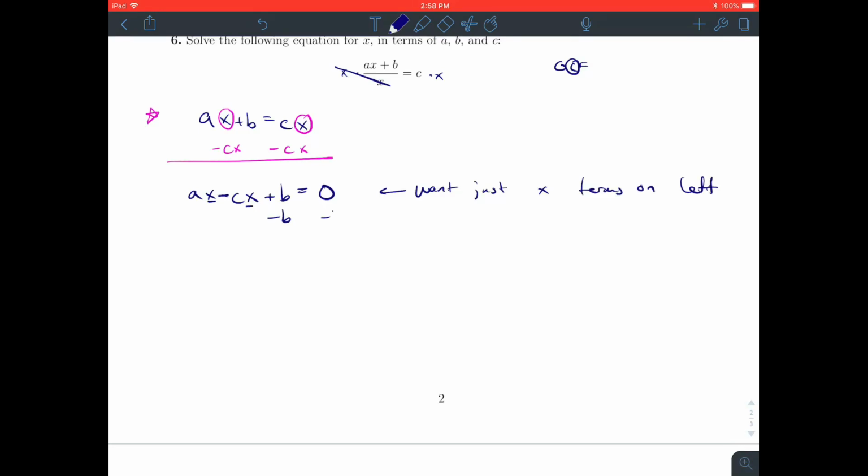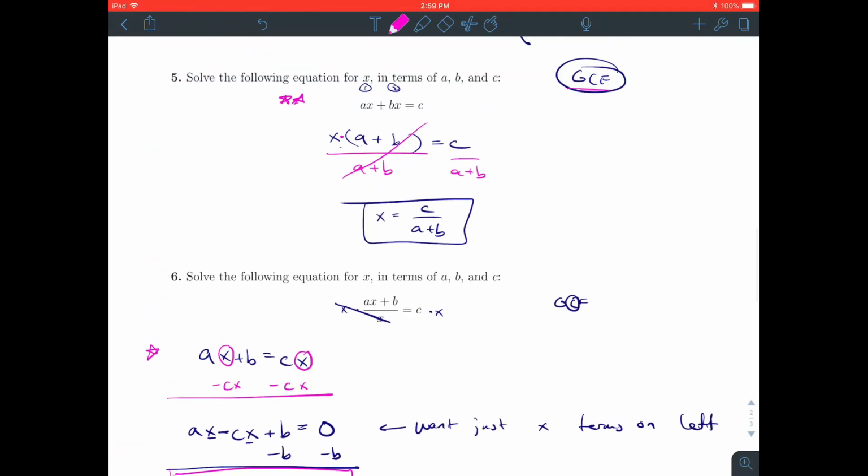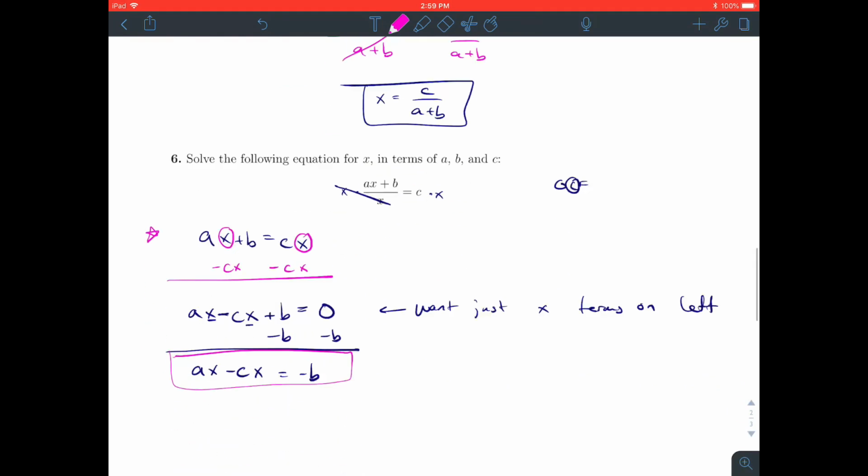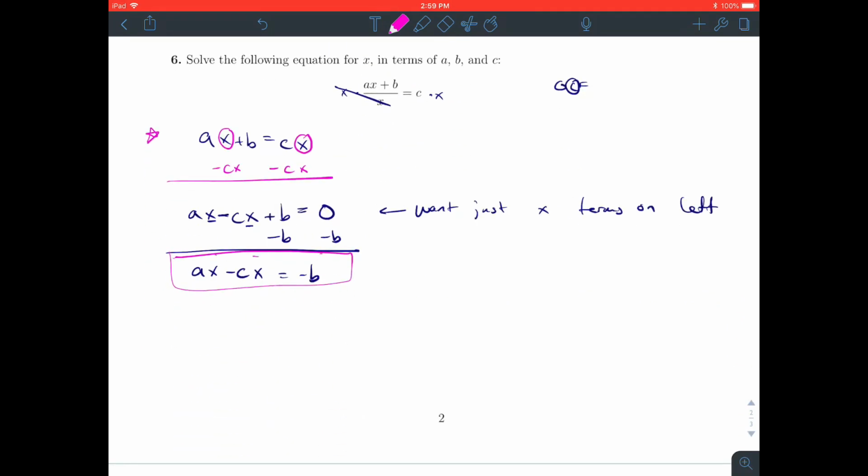So we subtract b from both sides. That leaves us with ax minus cx equals negative b. And you notice that even though there's some minus signs here, the structure of this problem right here that I just boxed is very analogous to this problem here. 2 x terms equals a non-x term. 2 x terms equals a non-x term. So we'll use the same trick.